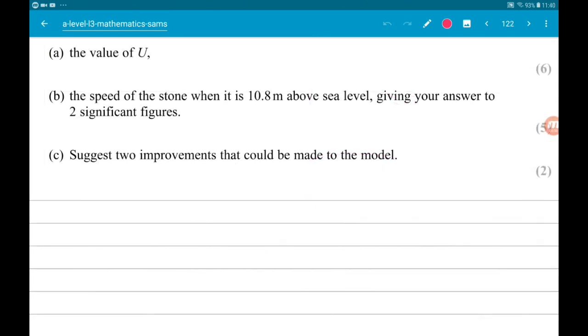Okay, then the final part wants us to suggest two improvements that could be used to improve the model. So, let's think about what we've done. We've modelled the stone as a particle. It's going to have dimensions, so take those into account. We've assumed no horizontal resistant forces. Air resistance is a thing. The stone is going to be spinning, so that's going to affect things. Anything like that, and we are groovy. And on that, the paper is done.